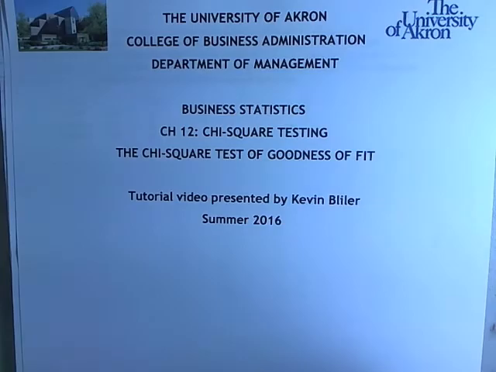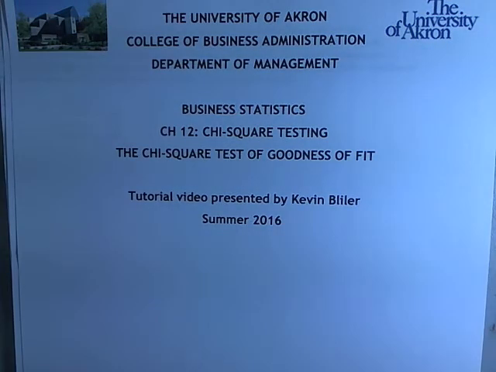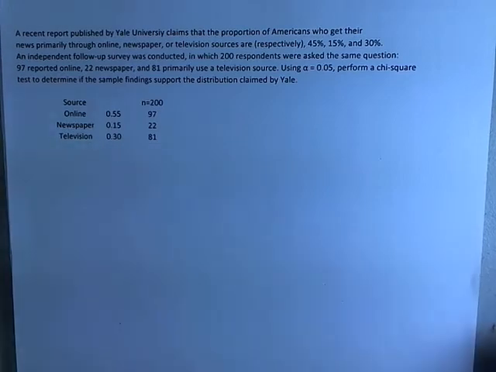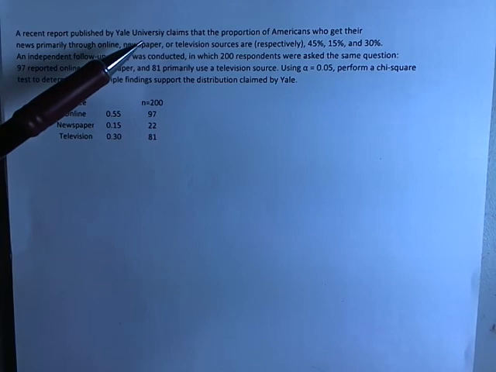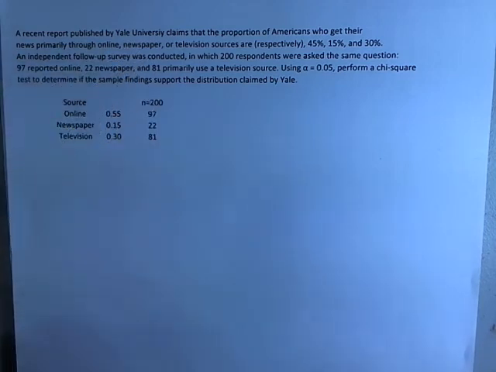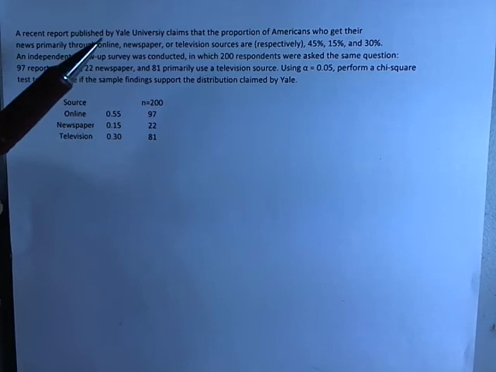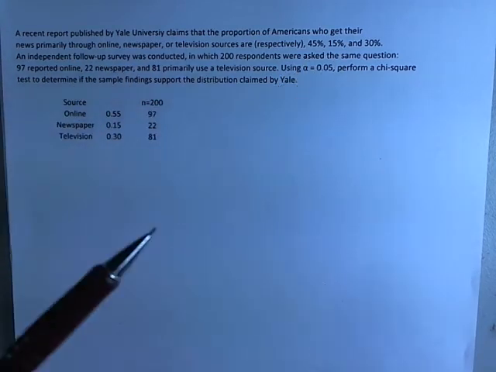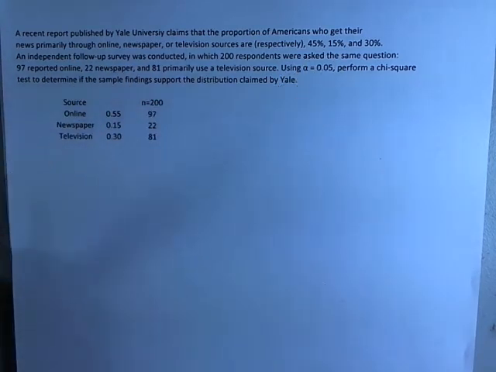Welcome to the video. Let's take a look at the chi-square test of goodness of fit. Looking at our sample question, we have a report published by Yale University claiming that the proportion of Americans who get their news primarily through online, newspaper, or television sources, respectively, are 45%, 15%, 30%.